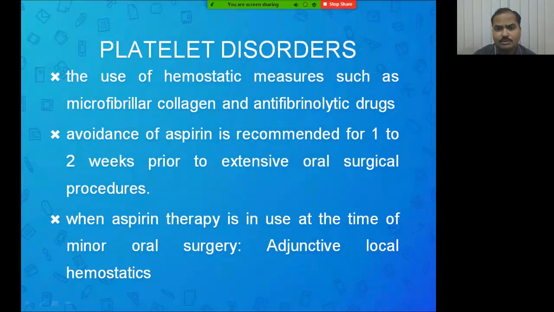It is also utilized, and avoidance of aspirin is recommended for 1 to 2 weeks prior to extensive oral surgical procedures, as we all know that aspirin has an antiplatelet action. It is usually given in low doses, preferably 75 milligrams, to cardiac patients so that there is very little chance of intravascular coagulation.